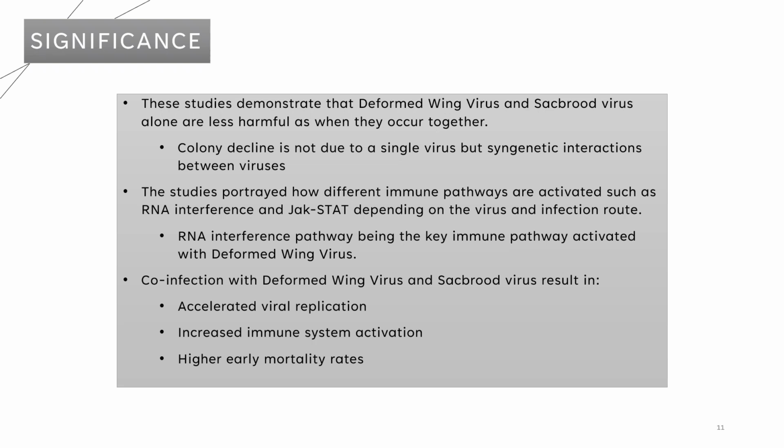There is a significance to these studies. These studies demonstrate that deformed wing virus and sac brood virus alone are less harmful than when they occur together. Colony decline is not due to a single virus, but synergistic interactions between viruses. The studies also portrayed how different immune pathways are activated, such as RNA interference and JAK-STAT, depending on the virus and infection route. RNA interference being the key immune pathway activated with deformed wing virus. Co-infections with deformed wing virus and sac brood virus result in accelerated viral replication, increased immune system activation, and higher early mortality rates.